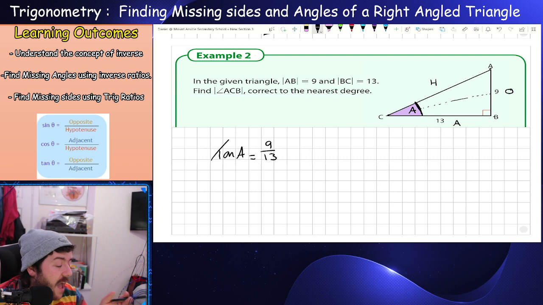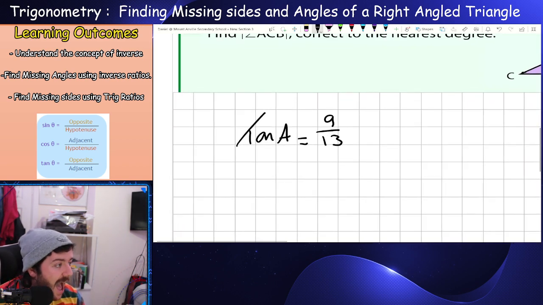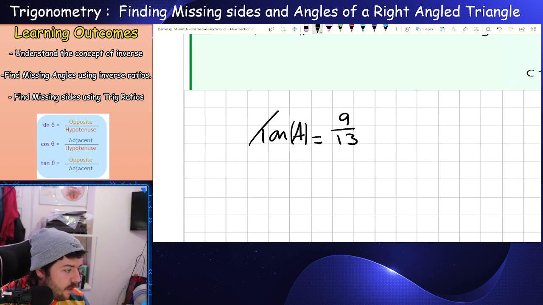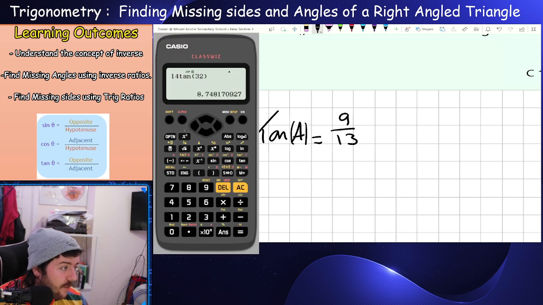So I have tan here. Tan A is equal to 9 over 13. So the trig ratios have inverses in the calculator. So I'm applying tan to this angle here. I'm applying the tan function to my angle A. So I now want to find the inverse of tan. So obviously it's not something as easy as multiplication and division, so we have a special function on our calculator for it.